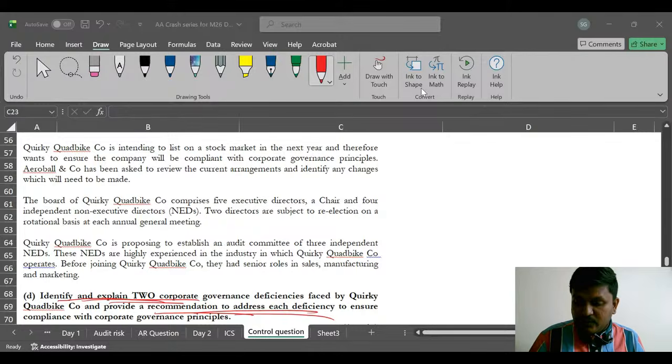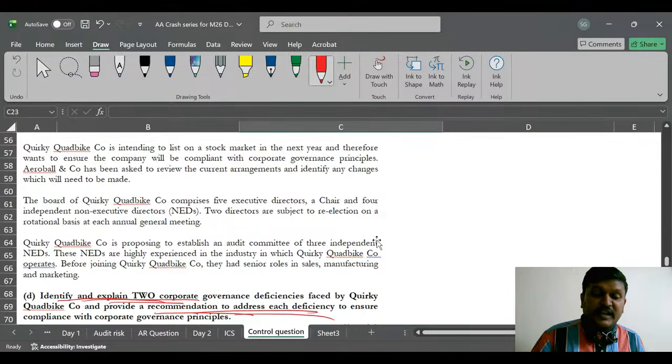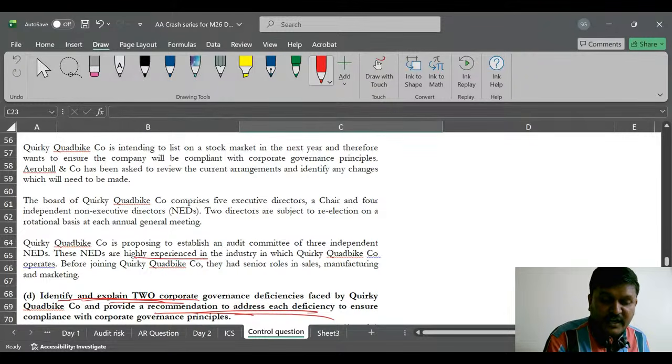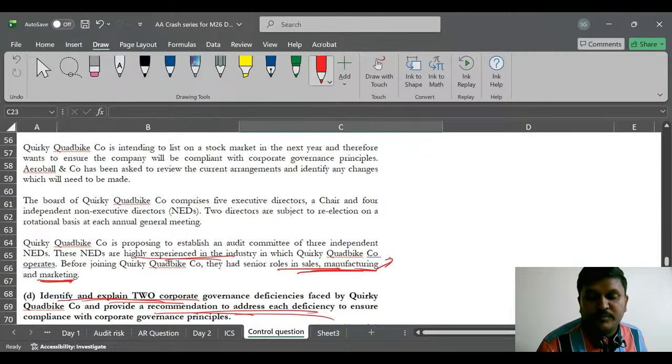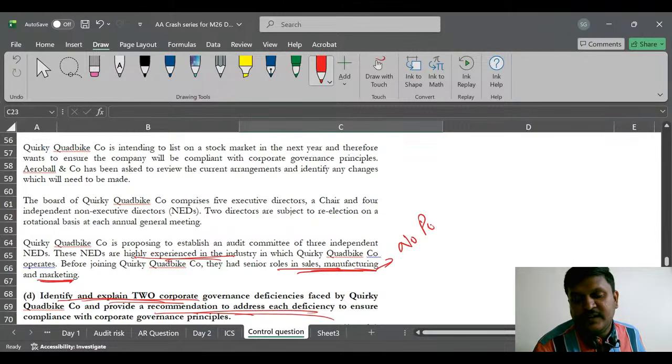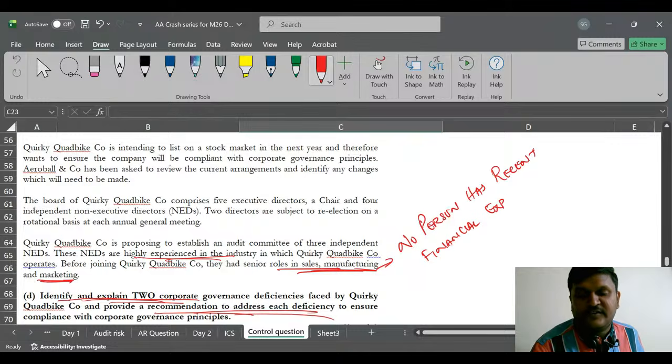As you can see over here, what is the problem? They are from the same industry. They are highly experienced in the same industry, but they had roles in sales, manufacturing, and marketing. No person in the audit committee has financial expertise or experience.